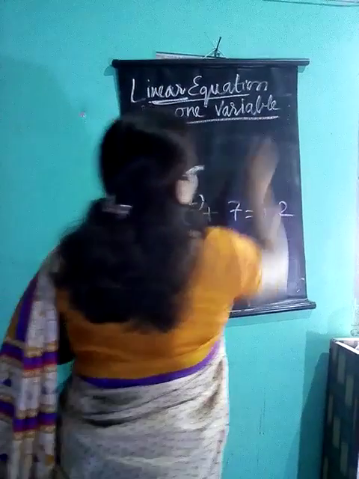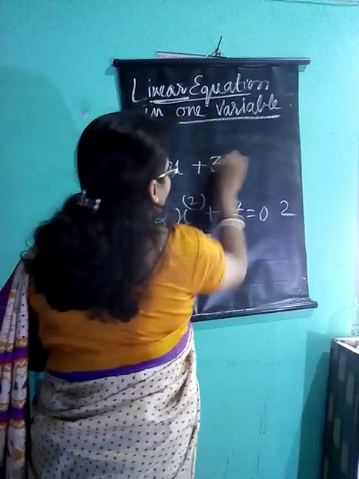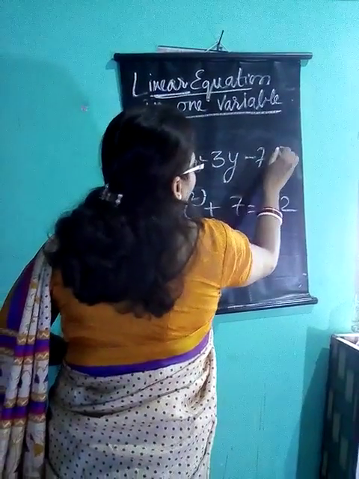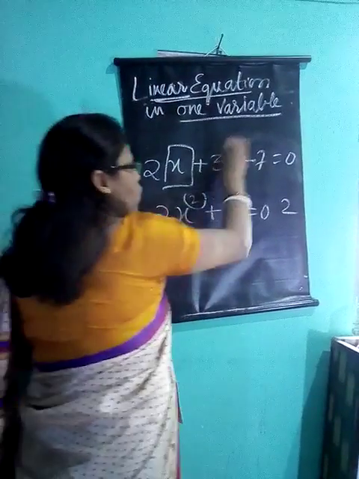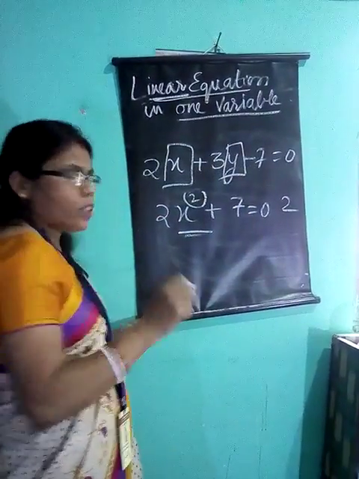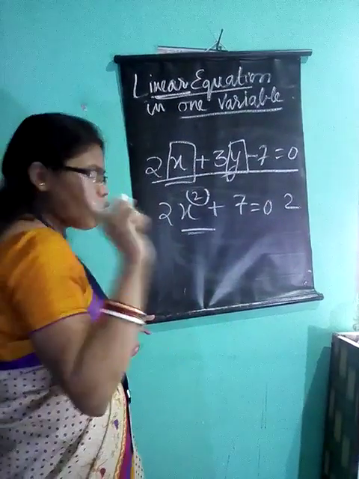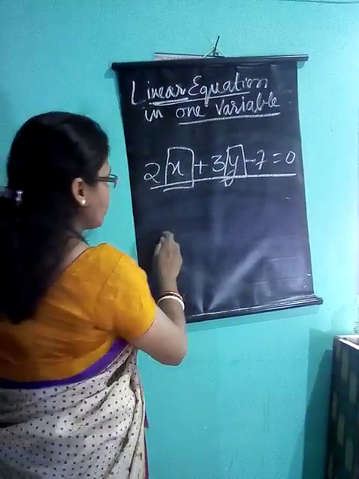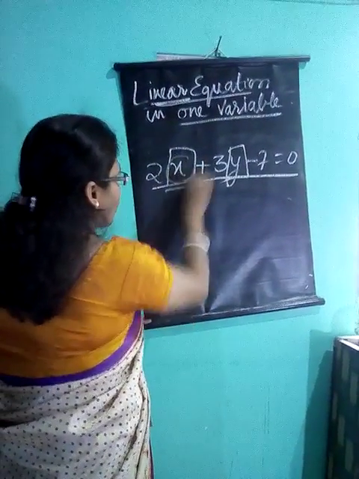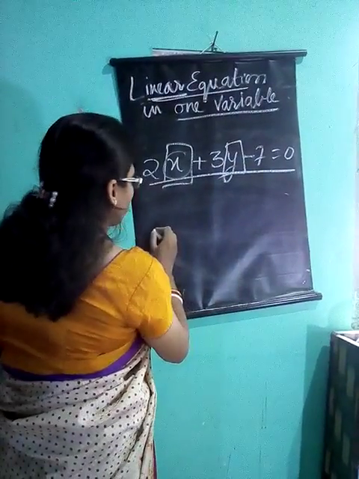Now one variable. We can have equations as 2x plus 3y minus 7 equal to 0. Here x is one variable, y is another variable. This is not one variable. We need the equations in the form of one variable only. So one variable means only one, either it should be x or y or something which is one variable.